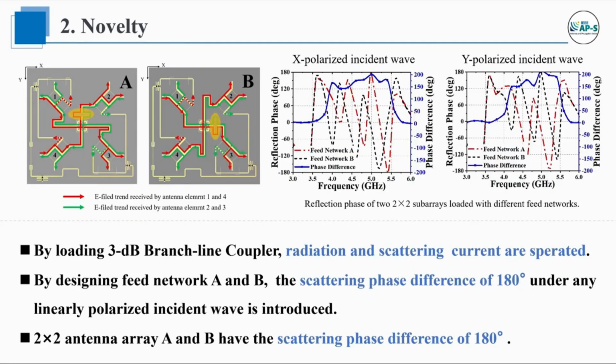Based on this design, subarray A and subarray B exhibit similar radiation characteristics and scatter with a phase difference of 180 degrees under any linearly polarized incident wave. This enables scattering cancellation and thus reduces the overall RCS of the antenna.